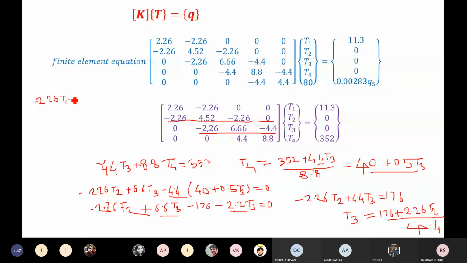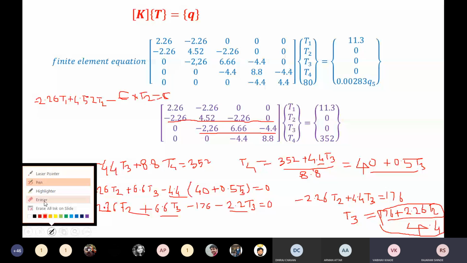plus 4.52 T2. Now T3 you have to replace by this one. Now you tell me what is the simplified form of this? Okay, can you do it? Here this one constant into your T2 again, am I right? Plus one constant. Okay, it will take a lot of time.